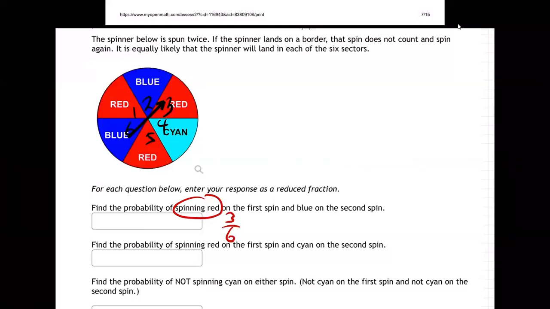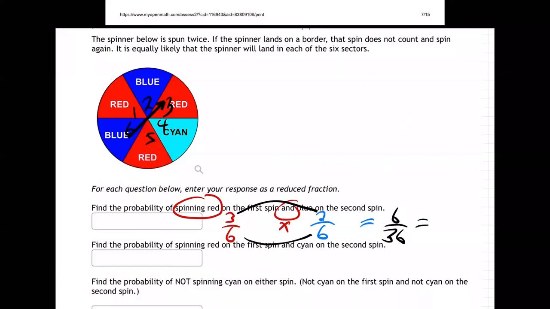And so what's the chance you're going to get red on the first spin? 3 out of 6. So there's 3 reds out of 6 total. And means multiply. And times blue on the second. What's the chance of getting blue on the second? Well, 2 out of 6 are blue, aren't they? So multiply those together. 3 times 2 is 6. 6 times 6 is 36.